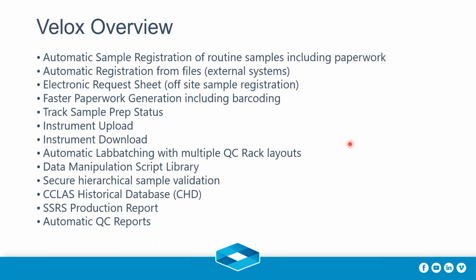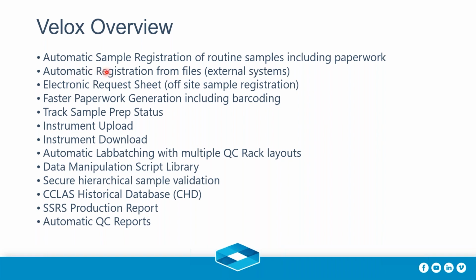So I'm now going to focus on some of the specific items in the Velox model that we do supply standard as part of the Velox implementation. So we have an automatic sample registration system we call stream registration for routine samples. So for production laboratories, when you have the same samples for the same analysis at the same time, these are automatically registered along with the paperwork that saves the laboratory personnel a lot of time in doing these manually.